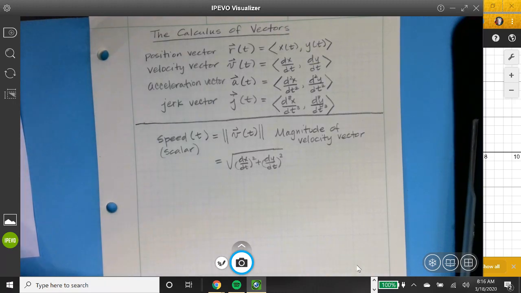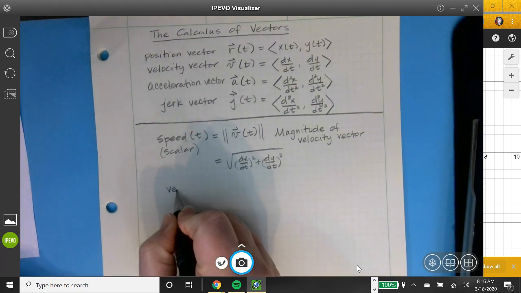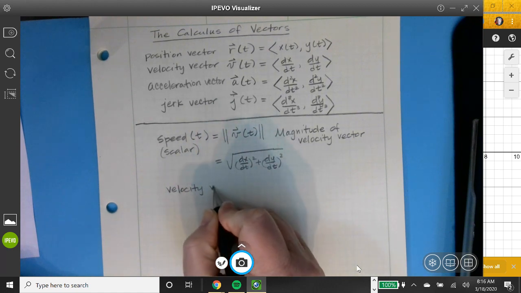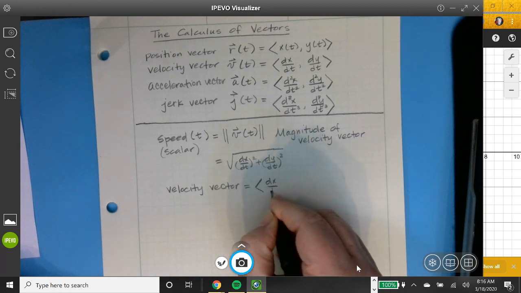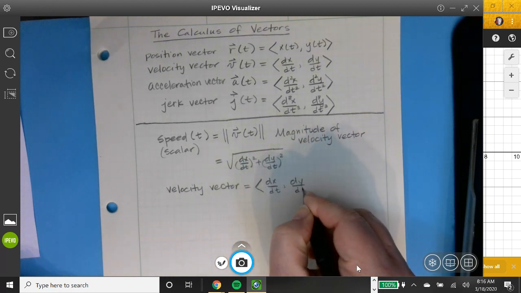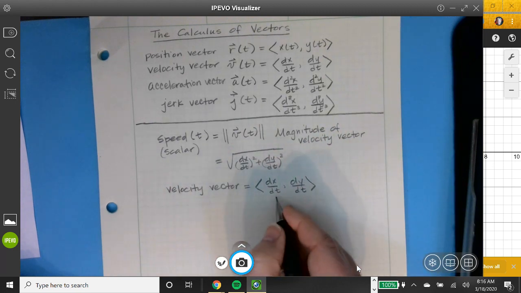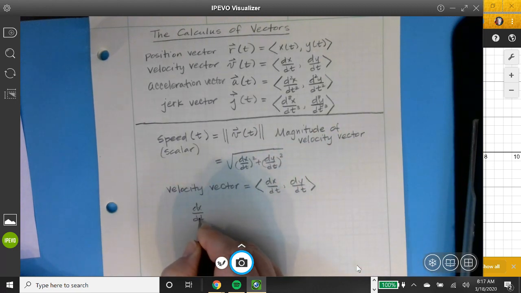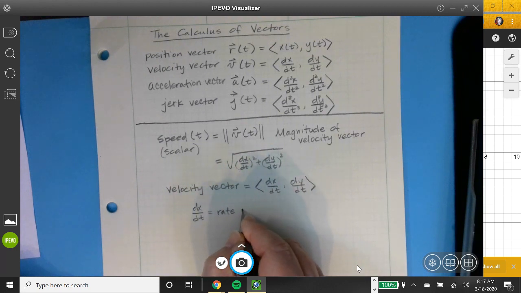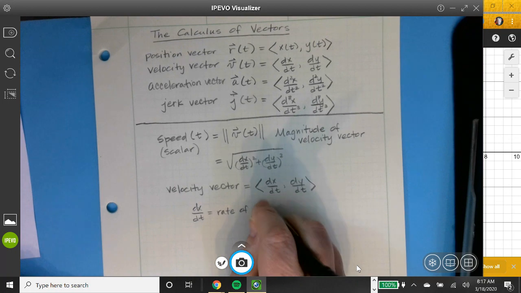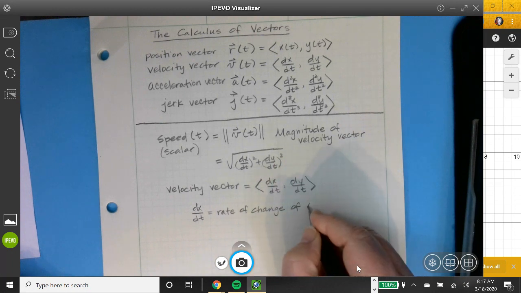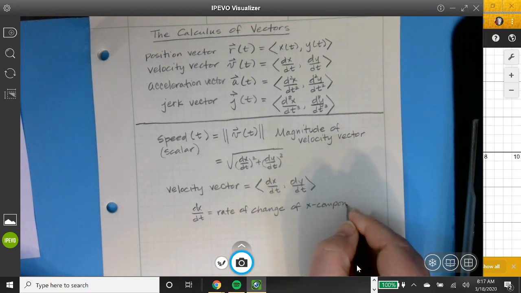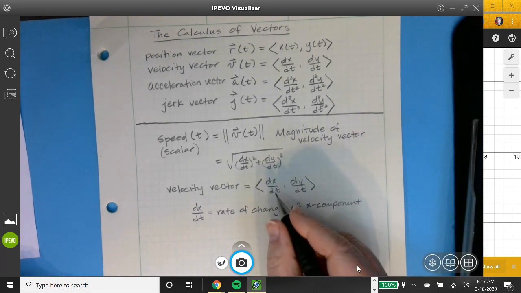Now, what else do we need to know in calculus? Well, I like to discuss the velocity vector a little bit, because the velocity vector describes motion. Now we're used to dx dt here is going to be the rate of change of the x component of position, right? It's the rate of change of x.